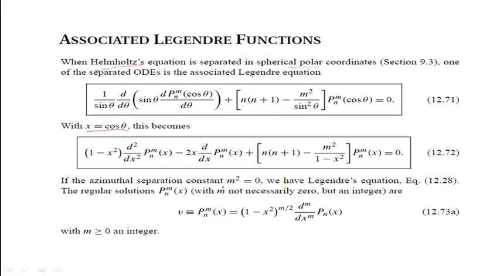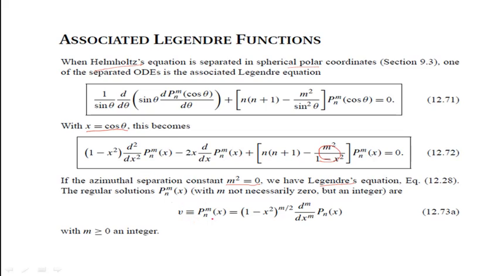Now if I set the separation constant m squared equal to 0, this is the azimuthal separation constant, then the remaining equation will be the Legendre equation: (1 minus x squared) d squared Pn by dx squared minus 2x dPn by dx plus n(n+1) Pn(x) is equal to 0. So here, instead of Pn^m(x), we can just write Pn(x). That is our Legendre function.